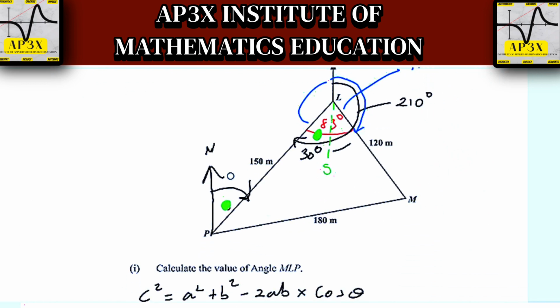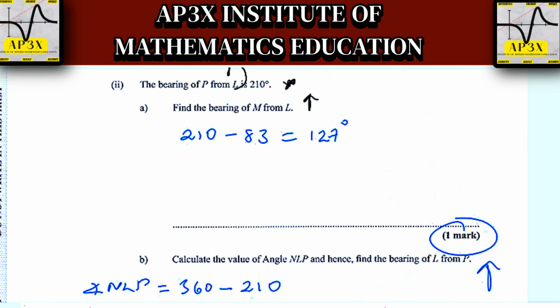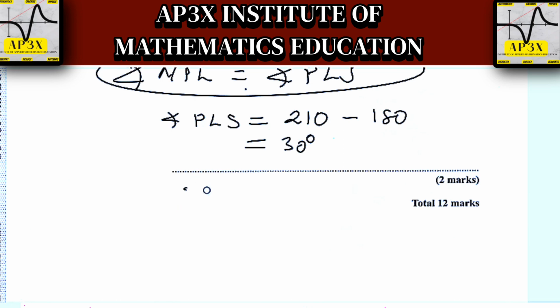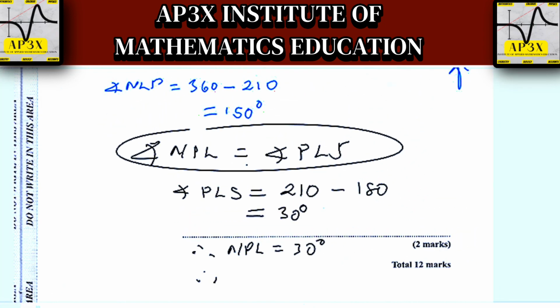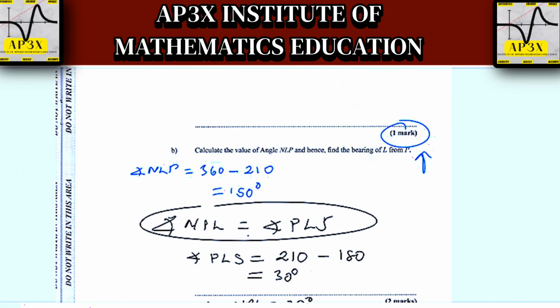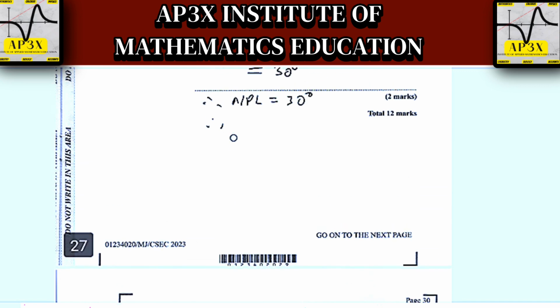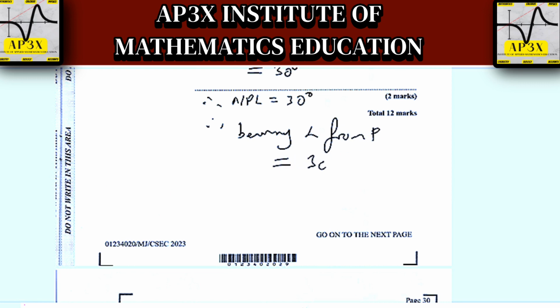Therefore, this angle out here is in fact 30 degrees as well. So in conclusion, since we already established that NPL, which is what we're looking for, is equal to PLS, then the angle NPL is also equal to 30. Therefore, the bearing of L from P equals 30 degrees as well.